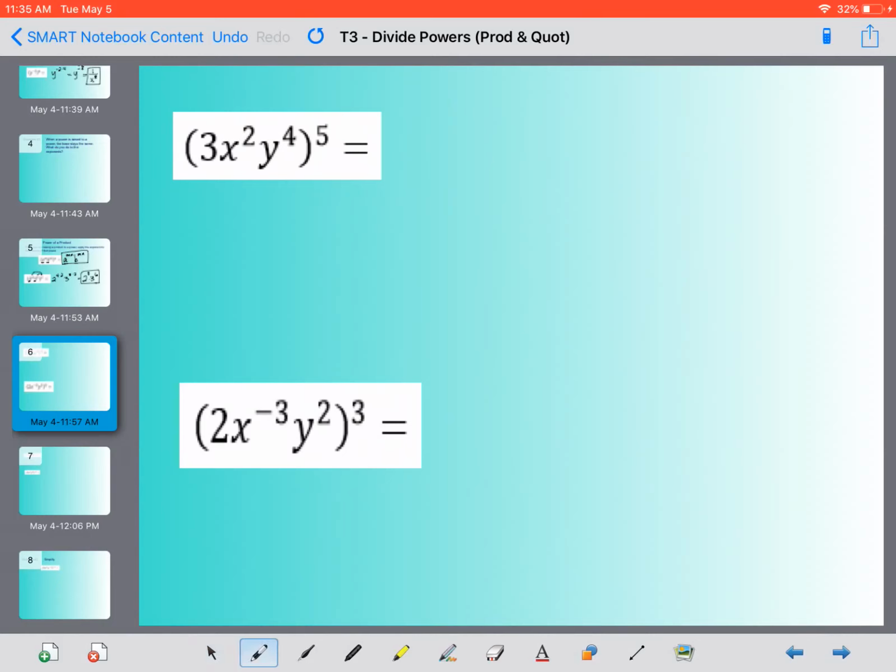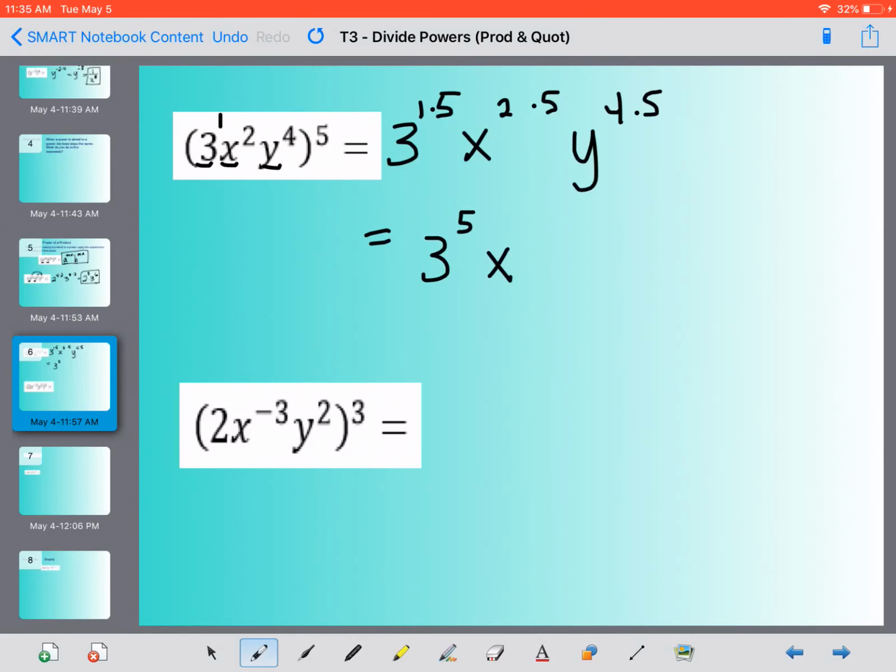If we're looking here, we have 3x squared, y to the 4th, being raised to the 5th power. Now, if you look here, there are 3 different factors. So we have to multiply the powers together of all 3. Now, the number 3, that coefficient, does not have an exponent listed, so the exponent is 1. So you'll multiply 3 to the 1 power times 5, x to the 2 times 5, y to the 4 times 5. So your answer would be 3 to the 5th, x to the 10th, and y to the 20th.